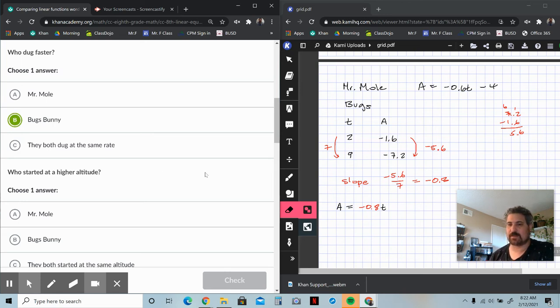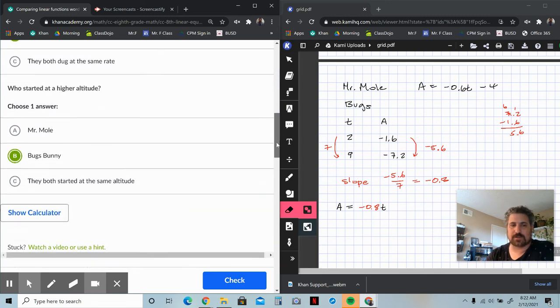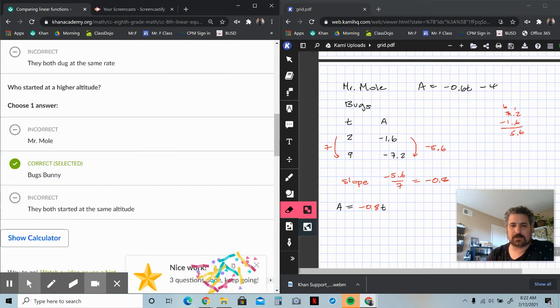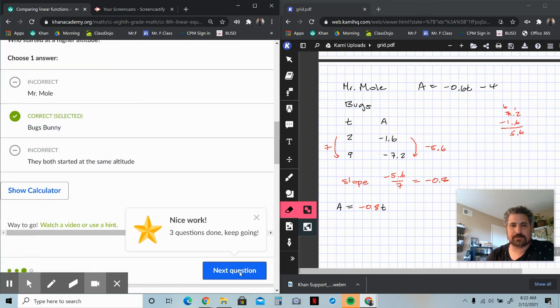So Bugs Bunny is digging faster because he has a greater absolute value. So you're basically thinking about not so much is it a greater mathematical value, right? It's a greater absolute value because how fast is he digging down? But whether you're going up or down doesn't make a difference. It's just about the distance covered, right? He's covering more distance, okay? So Bugs Bunny's digging faster. And then it says, who started at a higher altitude? Well, Bugs Bunny did because he started at 0, whereas the mole started at 4 meters below the surface. And so that's the answer.